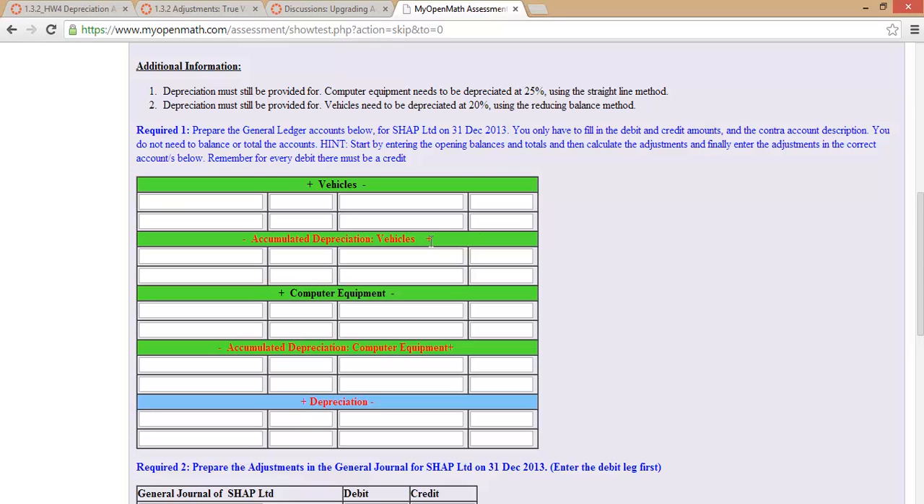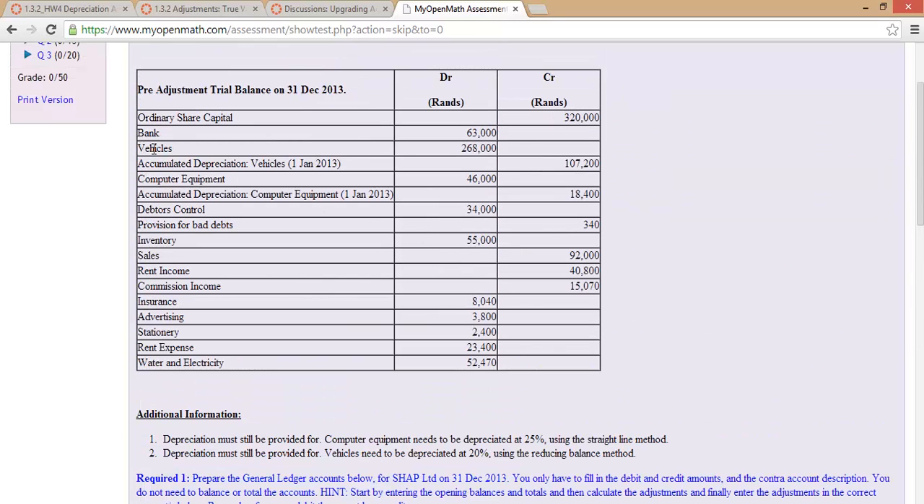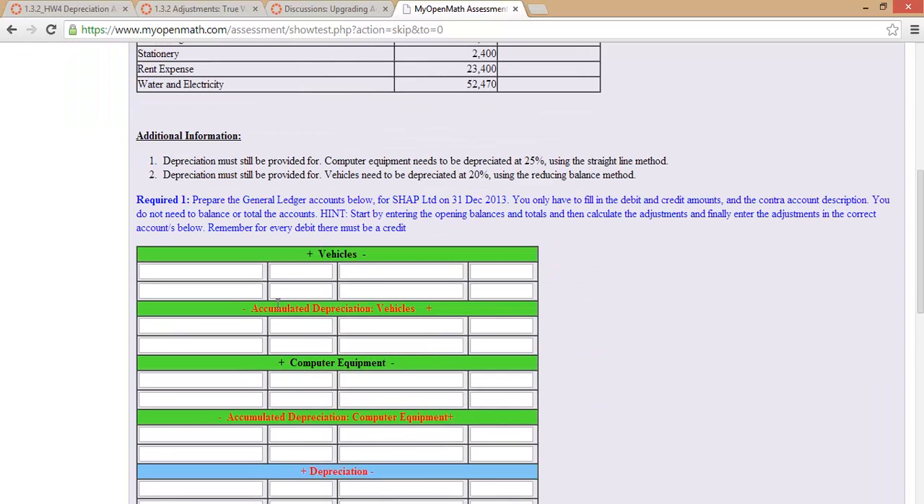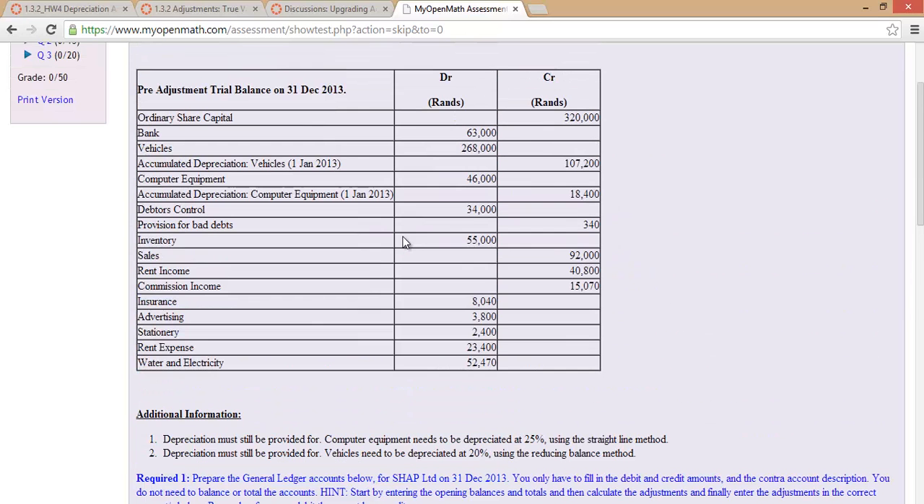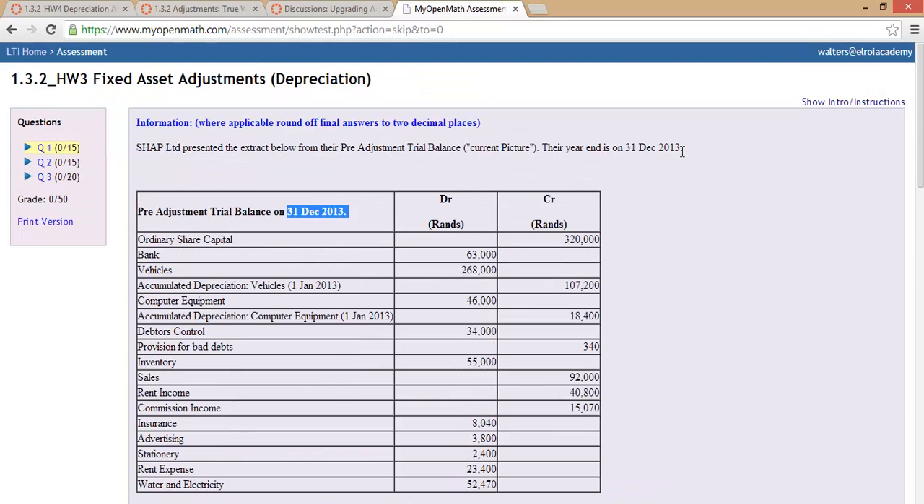So let's look at my pre-adjustment trial balance, and you'll see that vehicles has got an opening balance of 268,000 Rand. So we can fill that in the vehicles account on the debit side because vehicles is an asset that increased. So the balance is 268,000 Rand. And that is the balance on 31 December 2013, which is also the year end of this entity.